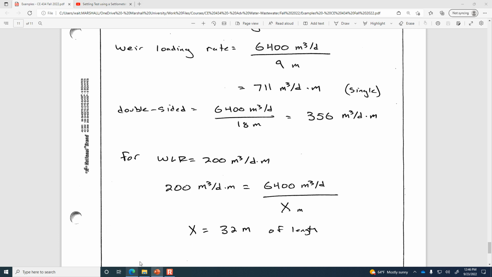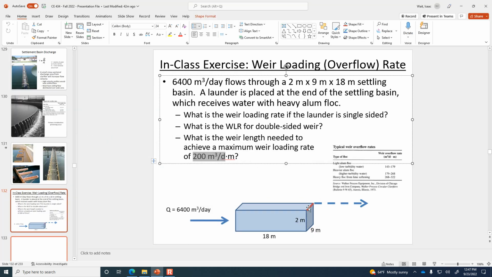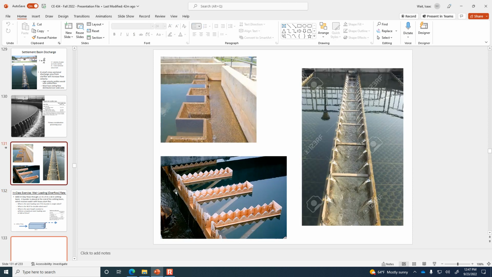So to achieve 32 meters of length, but if it's only 9 meters wide, we'd probably have to do something like this. We'd have to have it protruding into the clarifier a bit, and then we could add up the cumulative length. So, 1 meter, half a meter here, another meter, here's another meter, then half a meter. You'd add up the overall perimeter, and that's what you're going to use for the overflow.